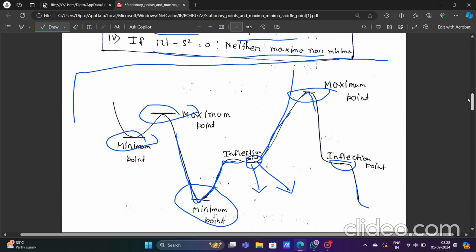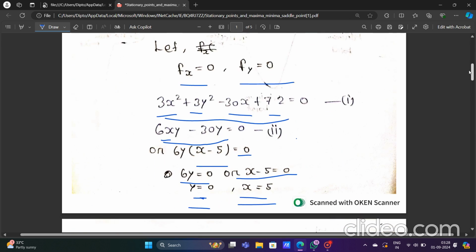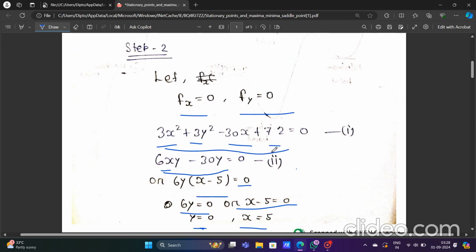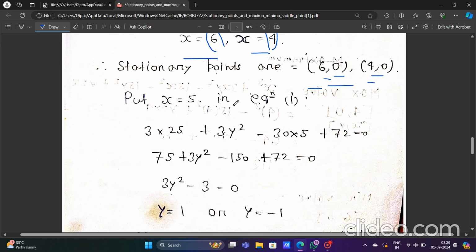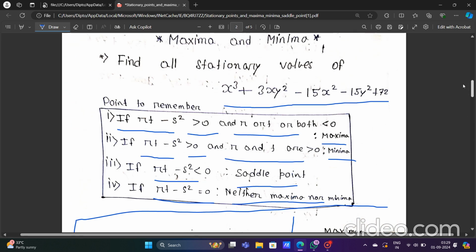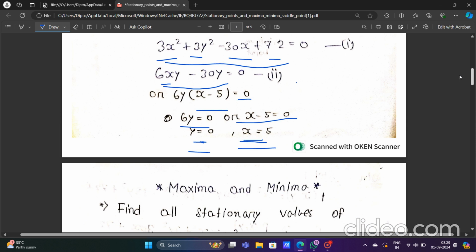Similarly there was another thing which was obtained in the second step, that was x equals to 5. Now if we put x equals to 5 in equation 1, suppose this is x equals to 5. At first we have put y equals to 0 in equation 1, right, and we have obtained the values of x from it.